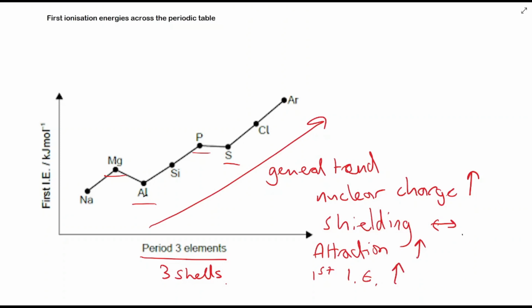So explaining the general trend is quite easy, but explaining these dips becomes very confusing if the model that we use currently at GCSE is 100% accurate. And surprise, surprise, it's not.